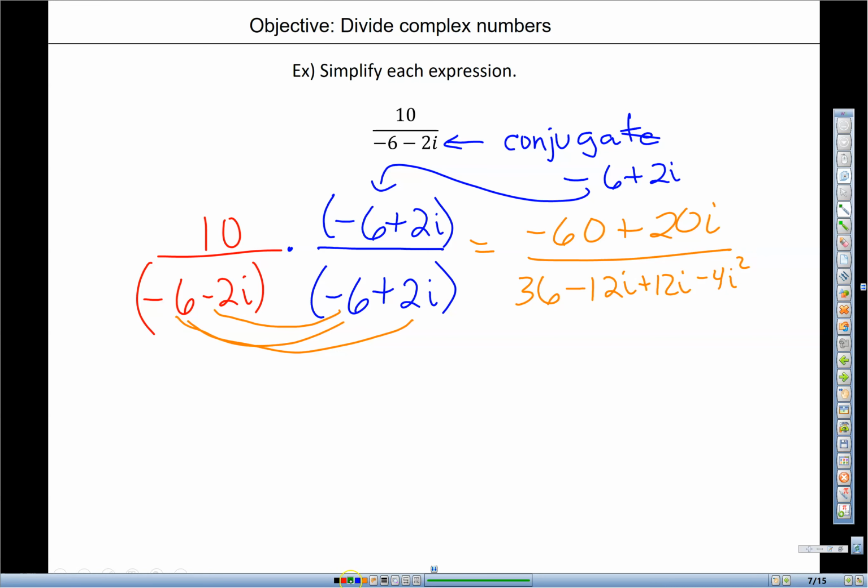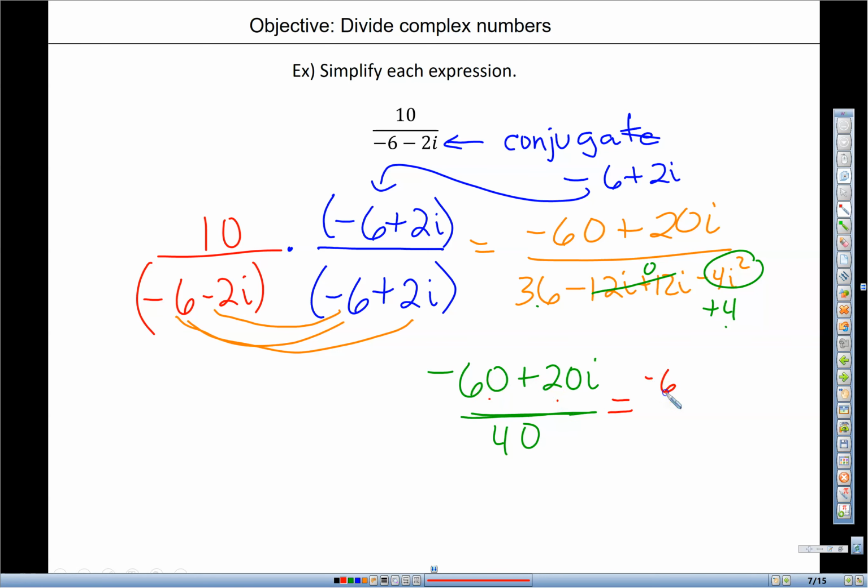So now simplifying my denominator like we've done in multiplication problems, this is -4 times -1, which is a positive 4, and -12i plus 12i would be 0, so our denominator is going to become 40. So now what we have is -60 plus 20i over 40. Now what we're going to have to do is split this into its a plus bi form. So remember, the 40 is a common denominator for both terms in the numerator, the -60 and the 20i. So we get -60 over the denominator of 40 plus 20 over the denominator of 40 times i.